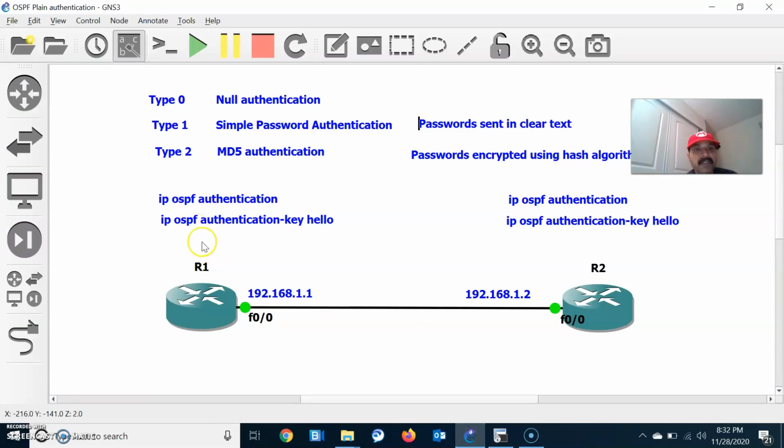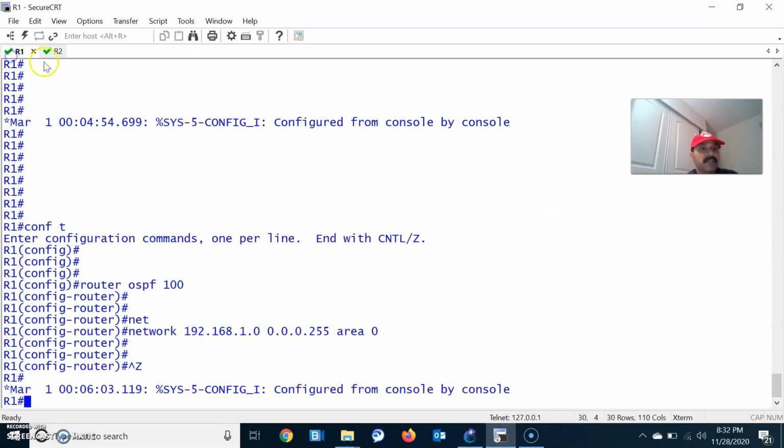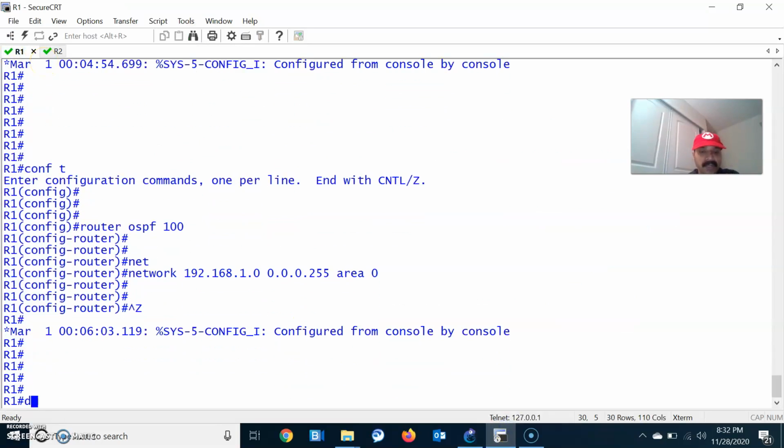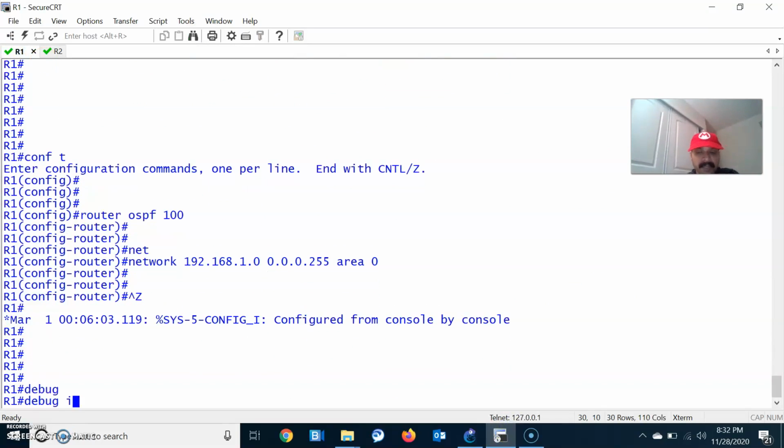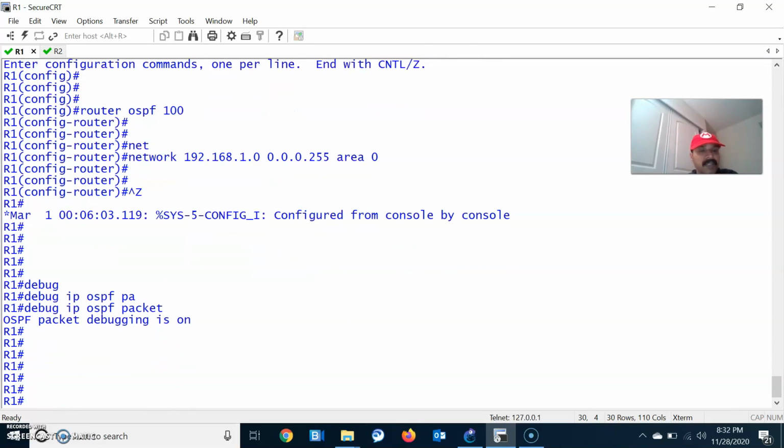Now let us configure the authentication parameter. So this is the way I have to enable IP OSPF authentication. So that is for enabling the password authentication. Then I have to specify the clear text, right? So let us go here and configure it. So before that, now I want to show you debug IP OSPF packet. So this is for no authentication. Let us see.